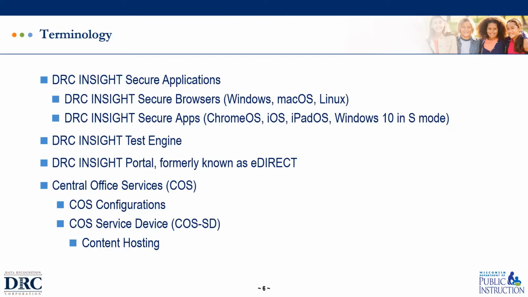The other capability that's been out there for a couple of years within the DRC Insight portal is Central Office Services, or COS. That is where you have gone in and maintained your configurations and your content and your testing devices. It was formerly known, or sometimes referred to, as the device toolkit, but we have now focused on a common term of Central Office Services.